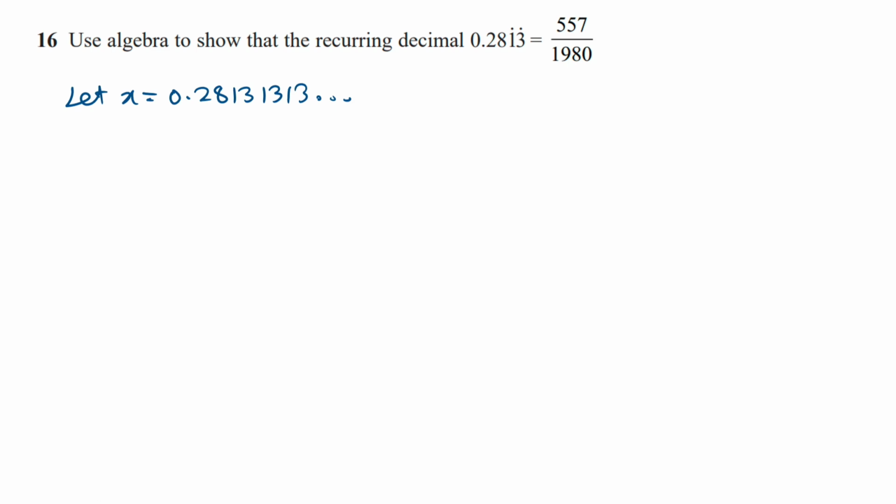And the trick is to always multiply this by powers of ten on both sides. So if you multiply by 10, for example, you're going to get 10x on one side, and you get 2.81313131. And we're going to keep doing it again.